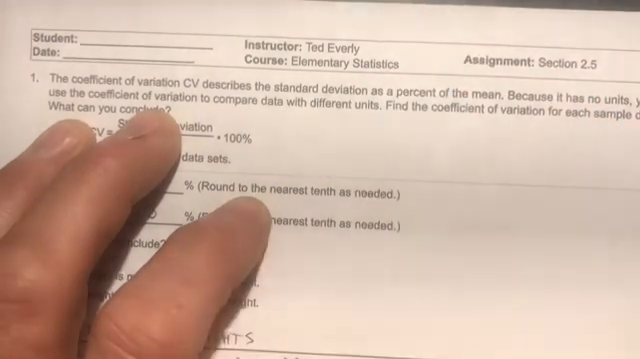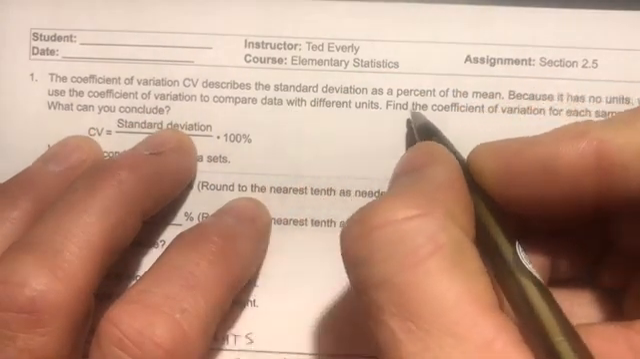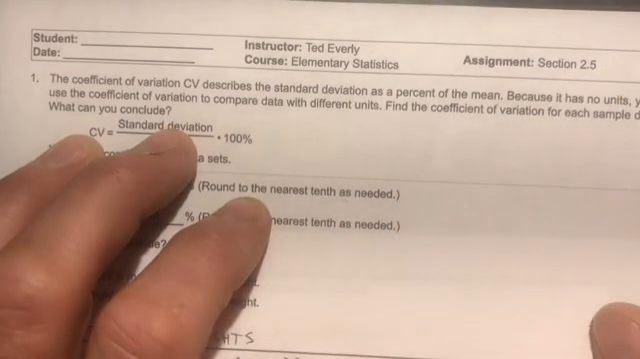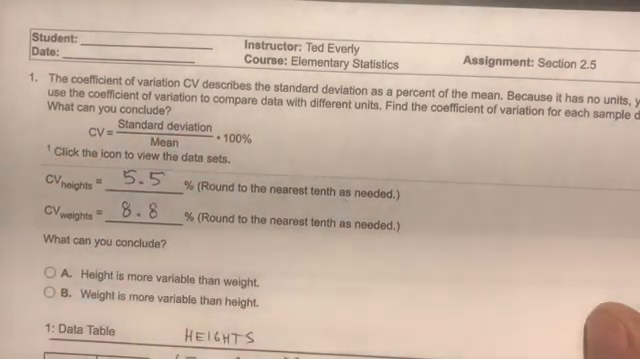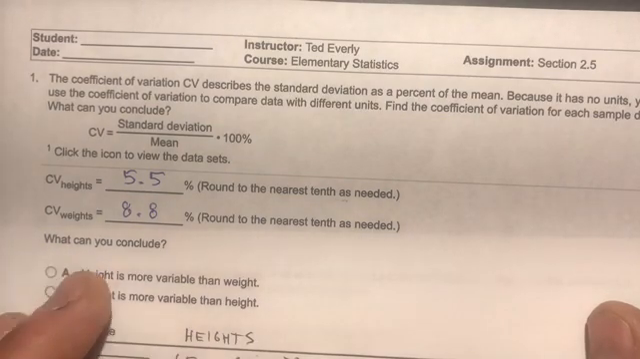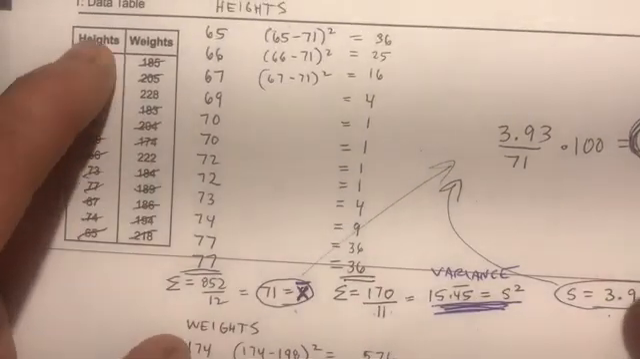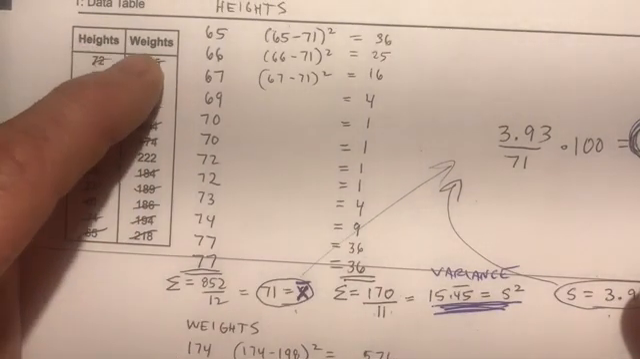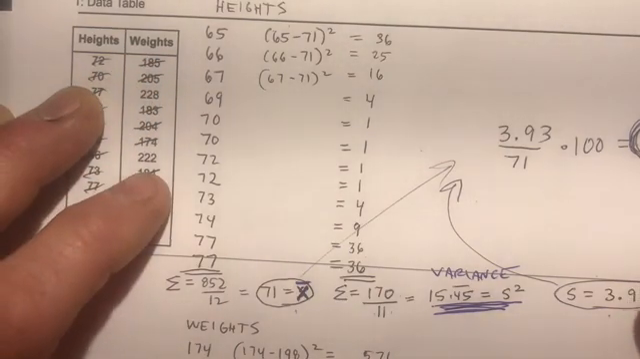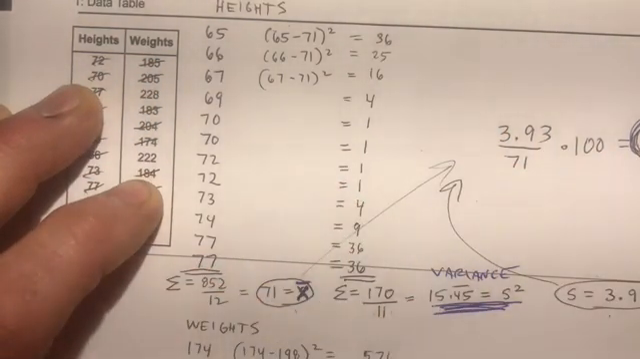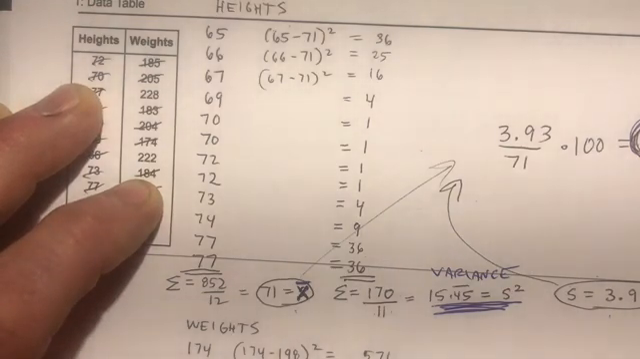You can use a coefficient of variation to compare data with different units. And that's what's good about this. You can compare different things amongst themselves. So like in this one right here, we've got a group of people, we've got their heights and their weights. Okay, we can compare the height versus the weight with the coefficient of variation. That allows us to compare these two totally different things. Heights and weights are different.